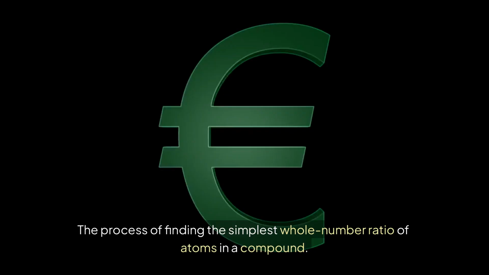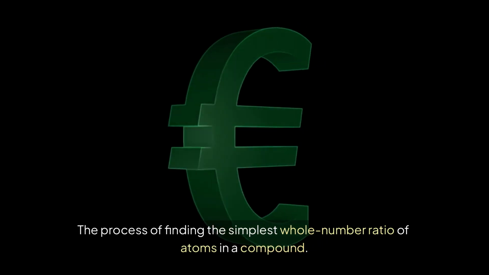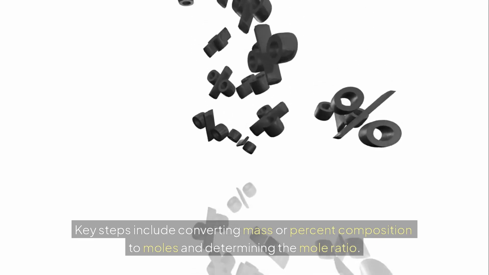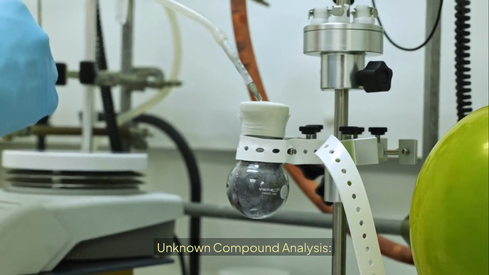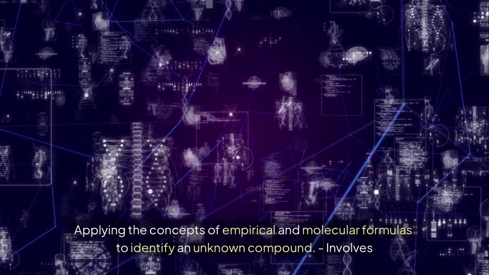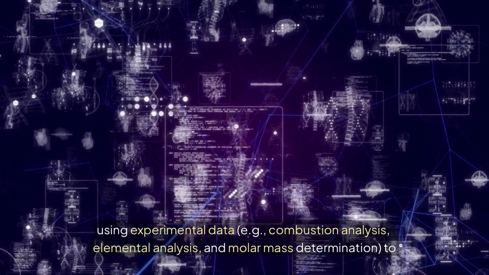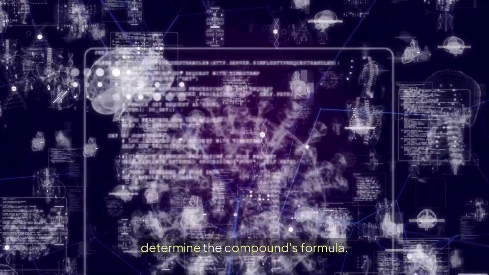Empirical formula determination, the process of finding the simplest whole number ratio of atoms in a compound. Key steps include converting mass or percent composition to moles and determining the mole ratio. Unknown compound analysis. Applying the concepts of empirical and molecular formulas to identify an unknown compound. Involves using experimental data, for example, combustion analysis, elemental analysis, and molar mass determination, to determine the compound's formula.